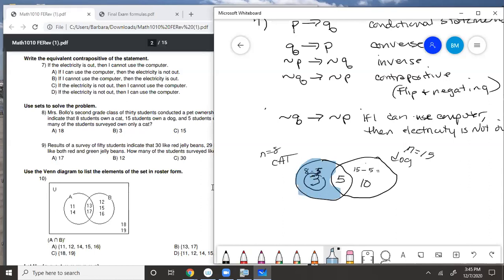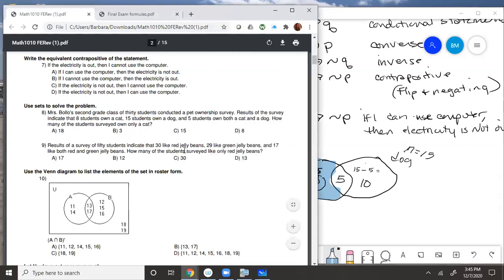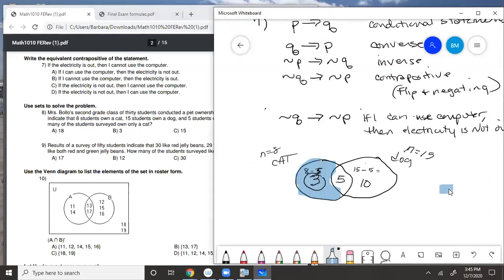Okay, number 9. Results of a survey of 15 students indicate that 30 liked red jelly beans, 29 liked green, 17 both red and green. How many liked only red? So same thing here, right? Venn diagram.